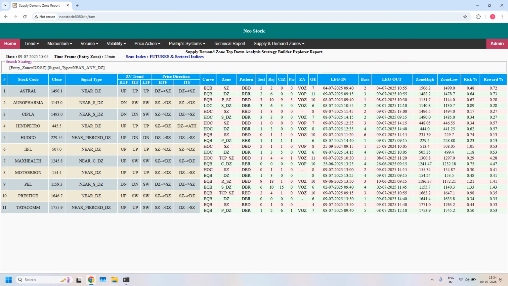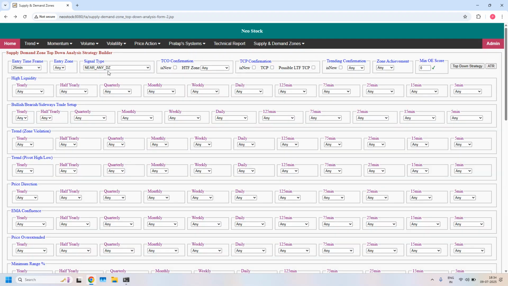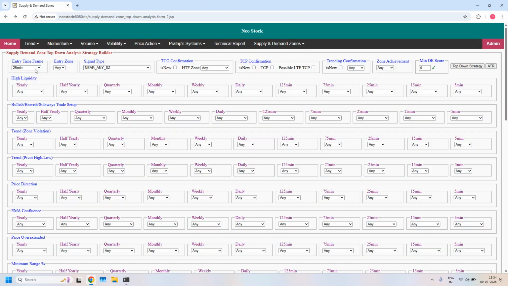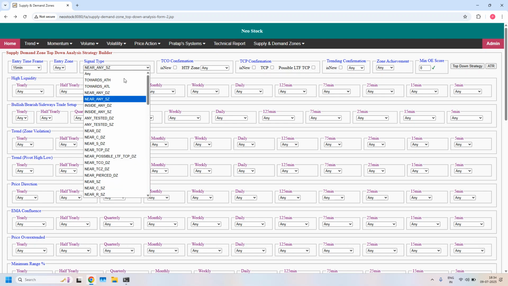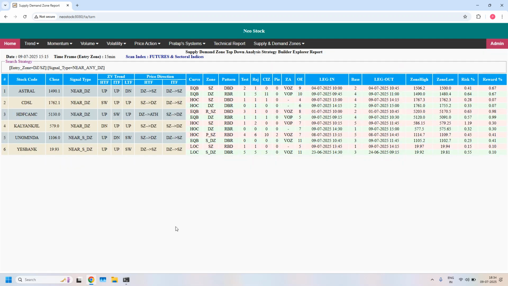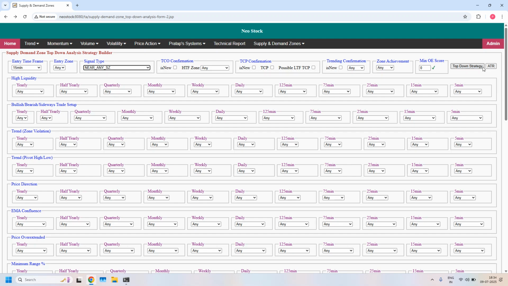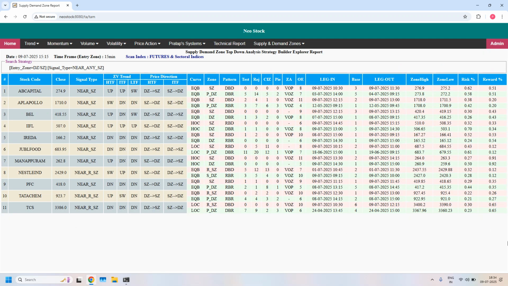We got 11 stocks. Next, stocks near to the 25 minute supply zone. We got 7 stocks. Next time frame is 15 minutes. Stocks near 15 minutes demand zone. We got 6 stocks. Next, stocks near to the 15 minute supply zone. We got 11 stocks.